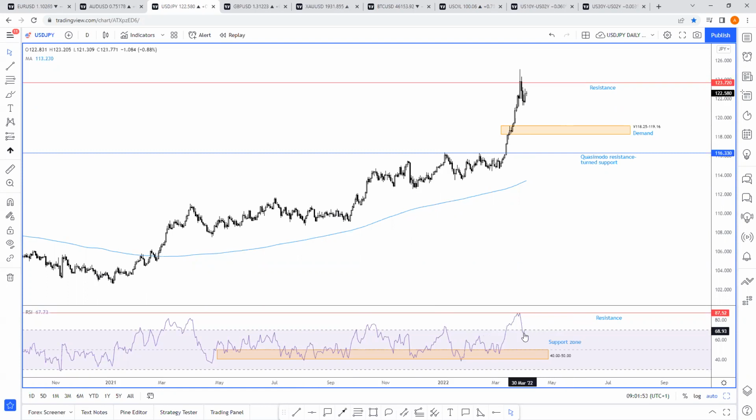So the RSI exiting the overbought space, considered a bearish signal by many, may be a false signal. So we have to bear that in mind. Look, should we hold below the overbought space, then I will be watching this support zone at between 40 and 50. As you can see, this has been a support zone since May of 2021. Now, this to me is a temporary oversold space. A lot of technicians will use this as a temporary oversold space because we are in a clear uptrend.